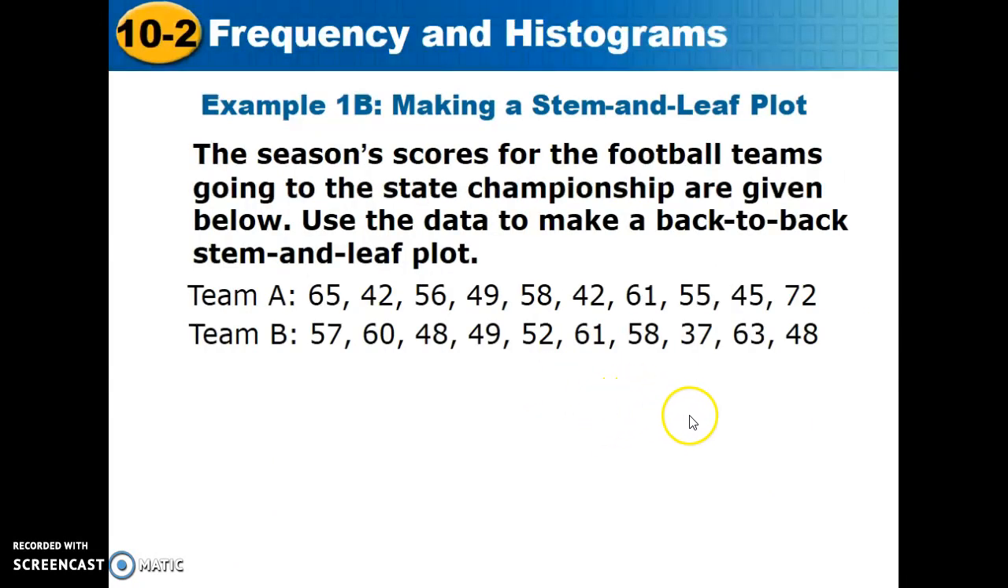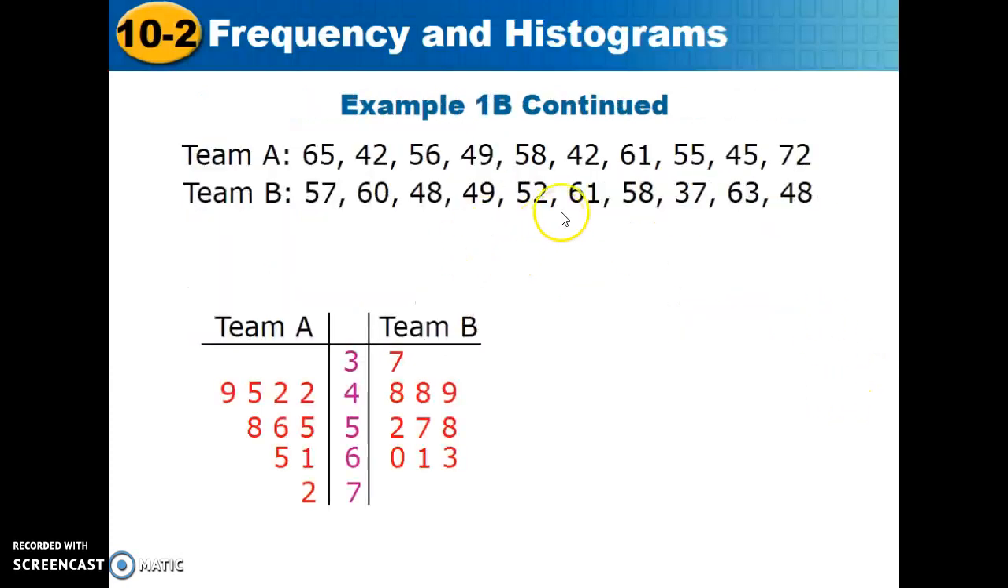The season scores for the football teams going to the state championship are given. Use the data to make a back-to-back stem and leaf plot. So the initial one was a single stem and leaf. We're going to make a back-to-back comparing Team A to Team B. Now, Team A, lowest value 42. Nope, I see a 37. 37 is for Team B.